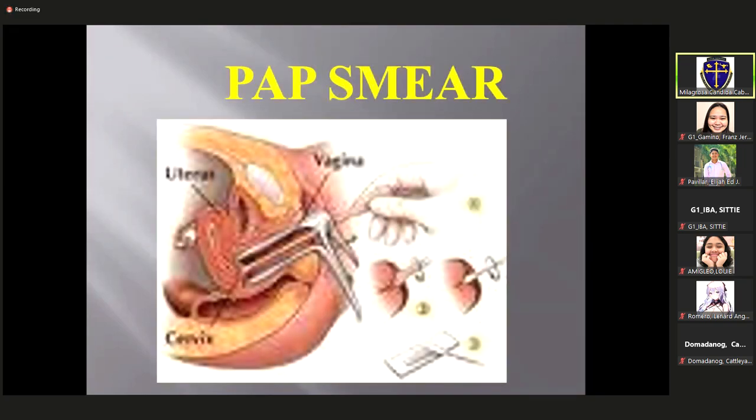Okay, pap smear. So, the picture is too blurred, no? We have here the vaginal speculum and a very long cotton bud-like swab, wherein it would be inserted to get a secretion from the cervix of the mother. So, pap smear is used to determine precancerous or cancerous cells on the cervix.